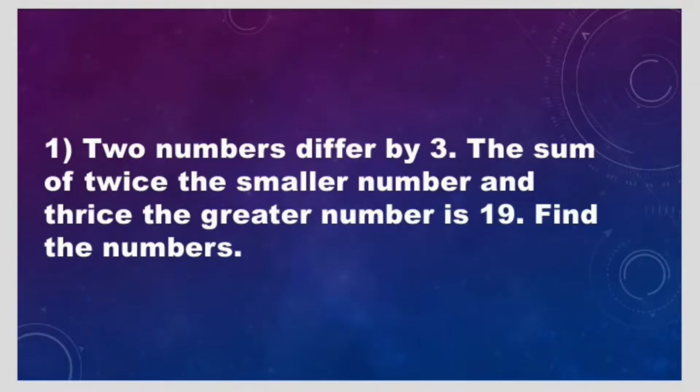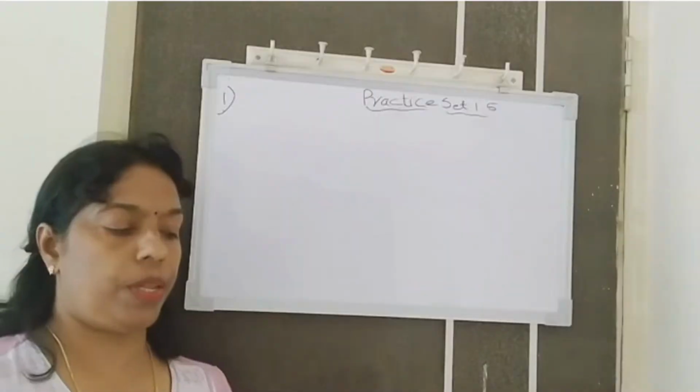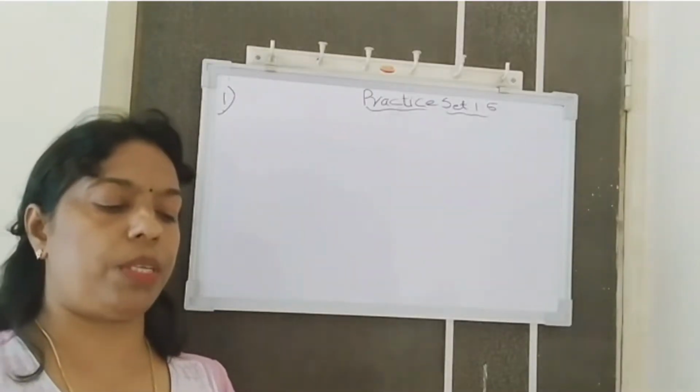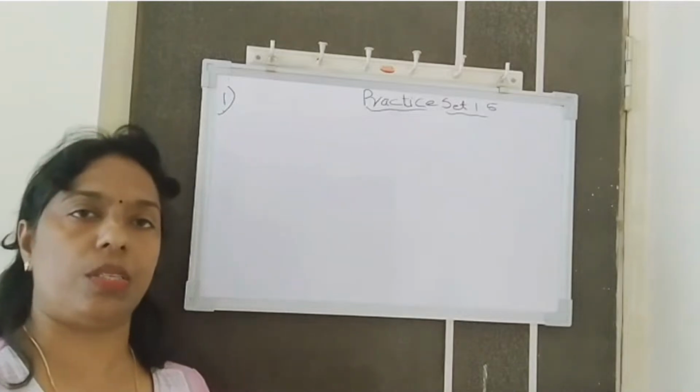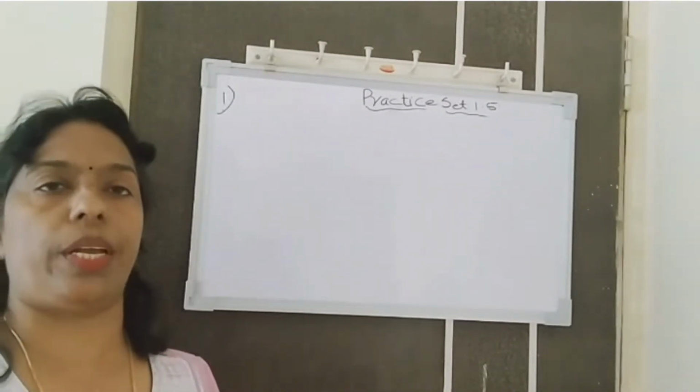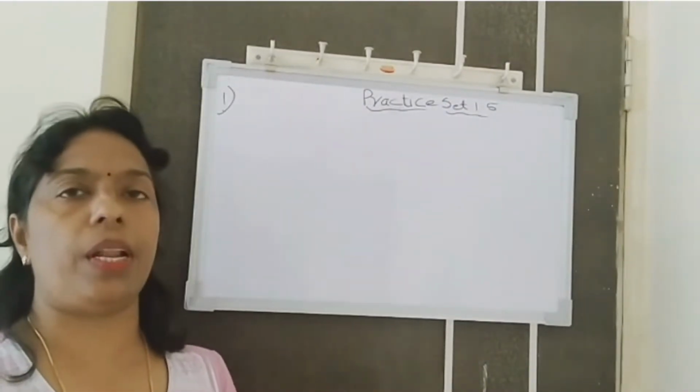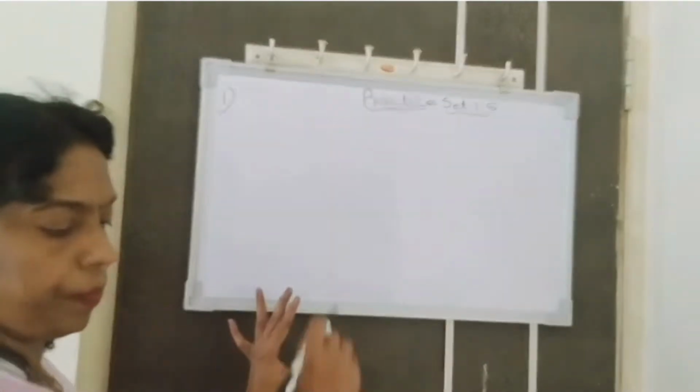Question number 1. Two numbers differ by 3. The sum of twice the smaller number and thrice the greater number is 19. Find the numbers. Here, first, two numbers differ by 3. That means the difference of the two numbers is 3. Therefore, first you have to take one as the greater number and another as the smaller number.